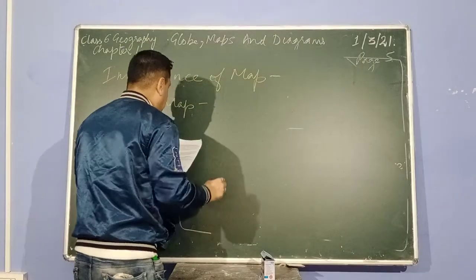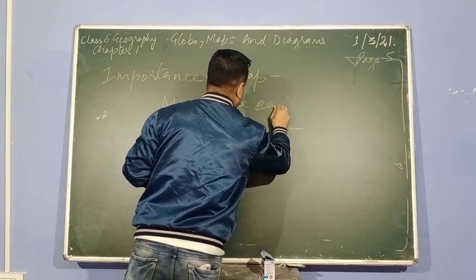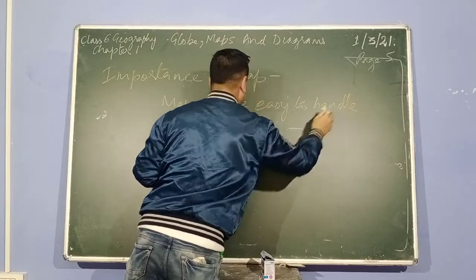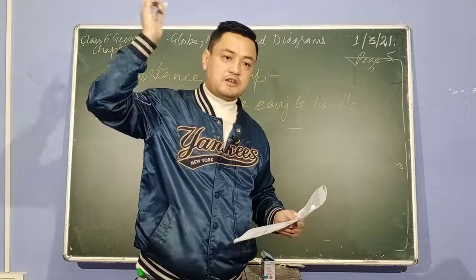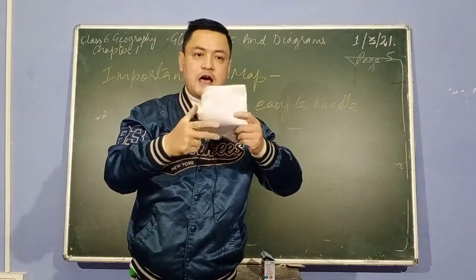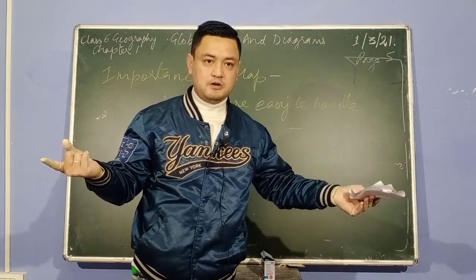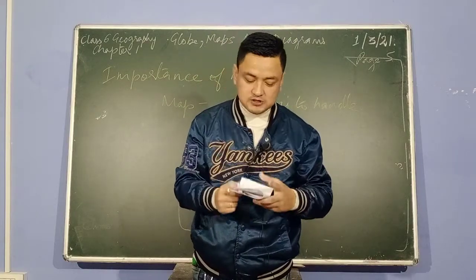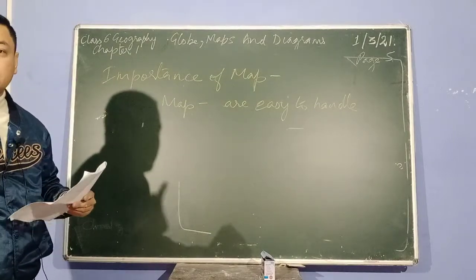So maps are easy to handle because they can be rolled, they can be folded and carried everywhere. You can carry it in your backpack, you can carry it in your pocket. You can fold a piece of paper and put it in your pocket. That is called a map. But can you fold a globe? No. Isn't that so? So the first point is maps are easier to handle than globes.